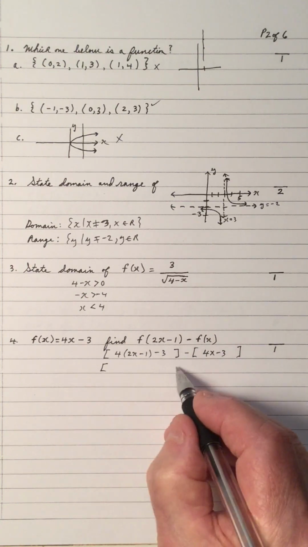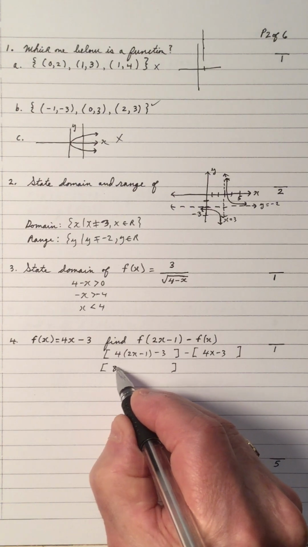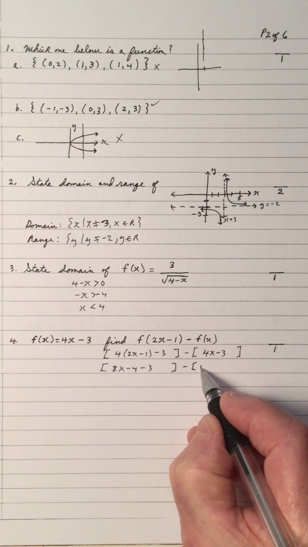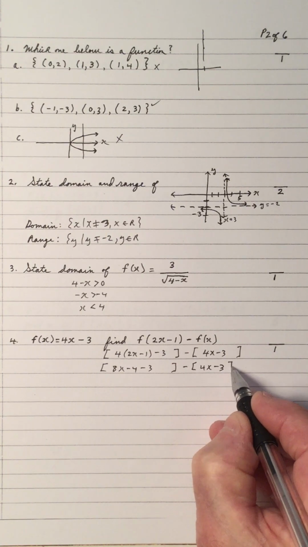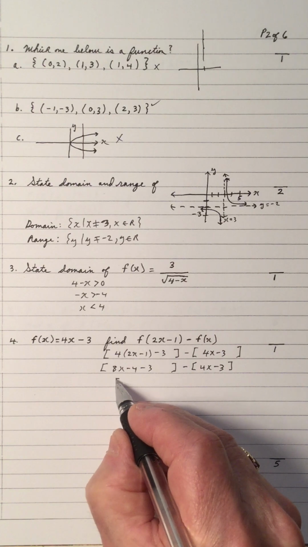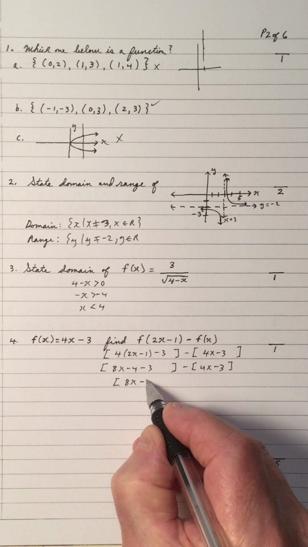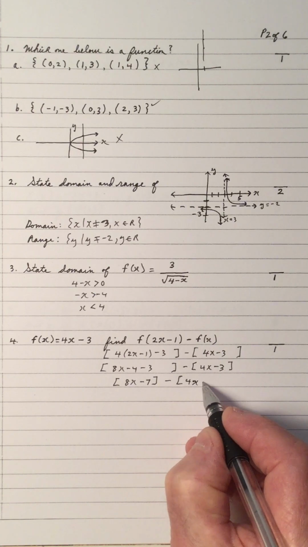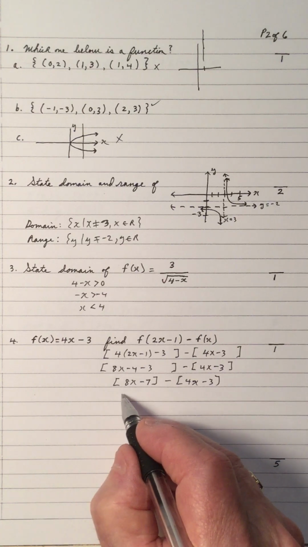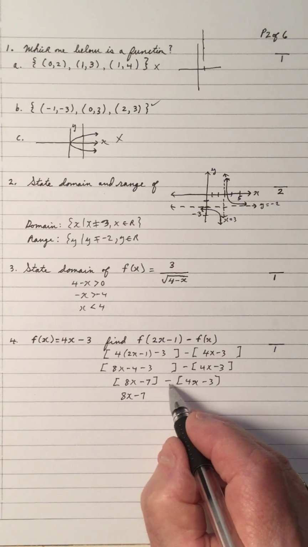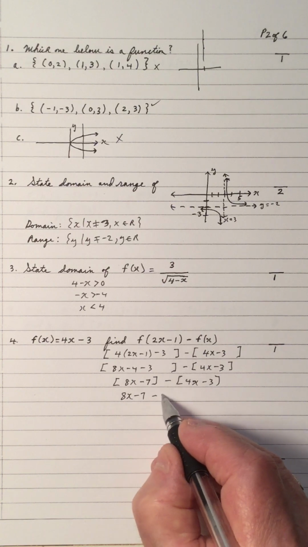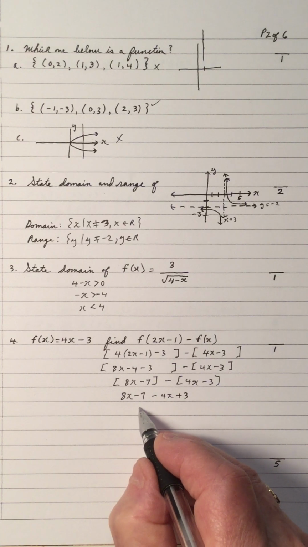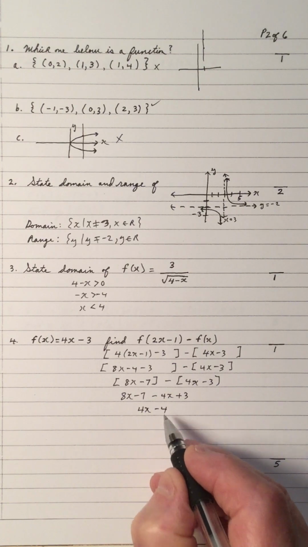So let's simplify inside the brackets first. We get an 8x minus 4 minus 3. And this one is already simplified inside. So we have 8x minus 7, subtract 4x minus 3, and the subtraction you add the opposite. So to subtract 4x makes it a negative 4x. To subtract negative 3 makes it a plus 3. So that becomes 4x minus 4.